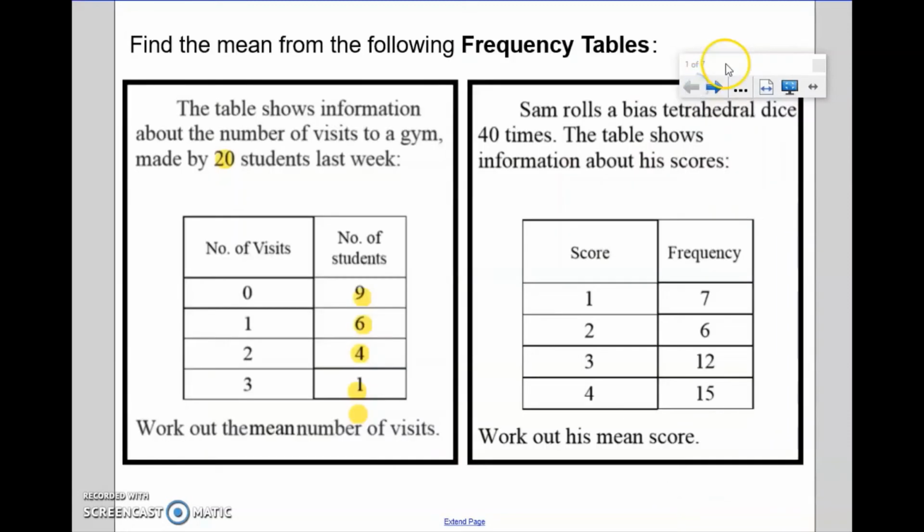Okay, go back and have a look at question 2. So this time Sam rolls a tetrahedral dice 40 times. So he's rolling a dice and we have the results from that dice in the frequency table.